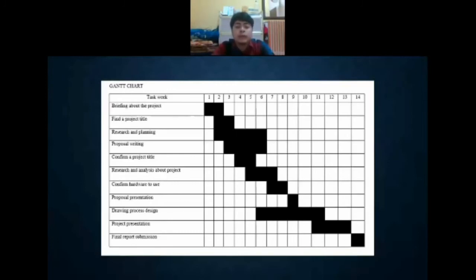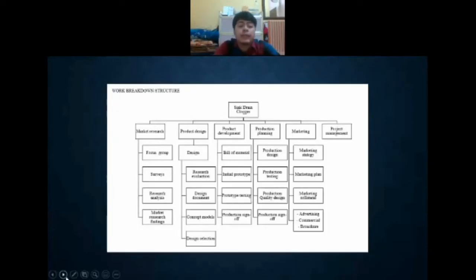The Gantt charts are very useful for our team in planning and scheduling the project. They help our team assess how long a project should take. The Gantt charts are a useful way of showing what work is scheduled to be done on a specific week or day. For the second slide is work breakdown structure.